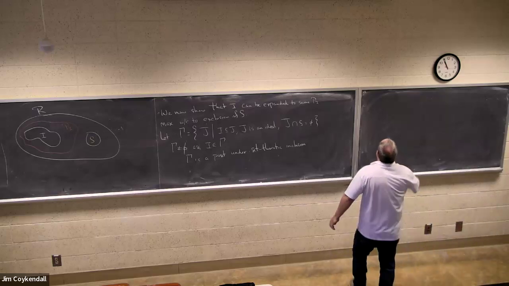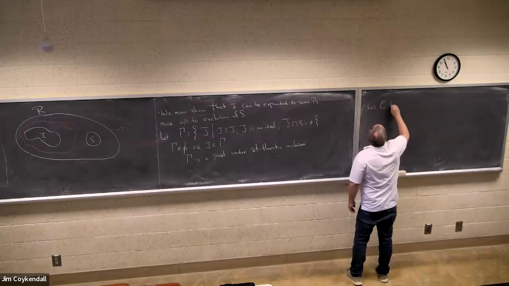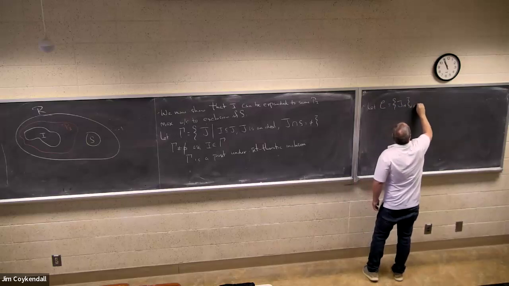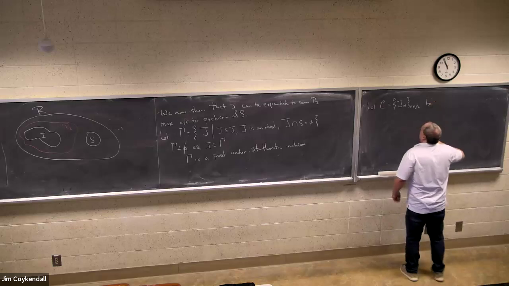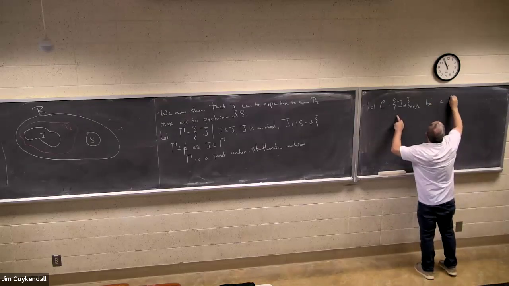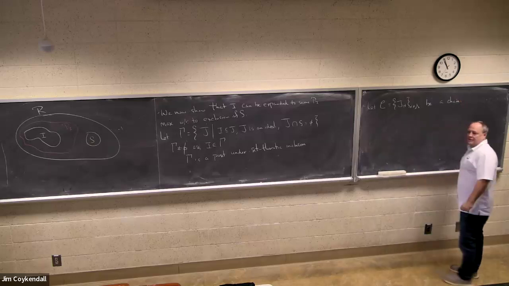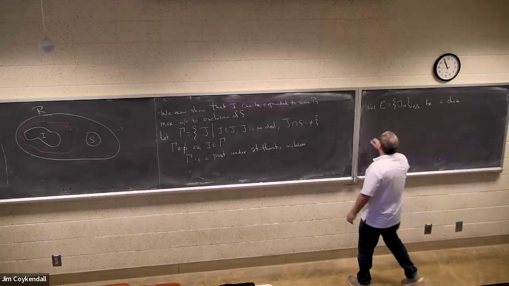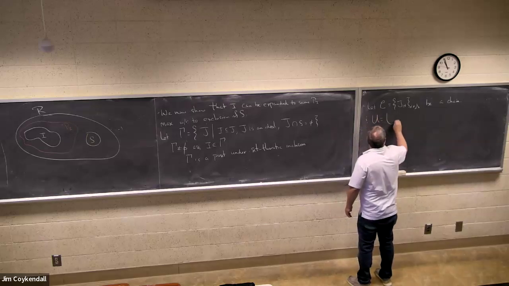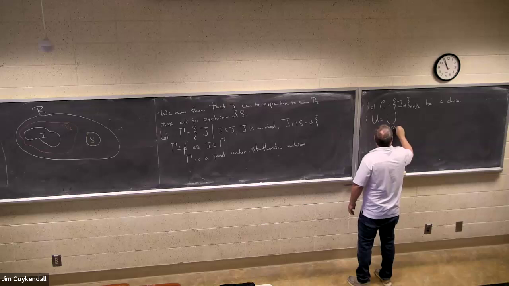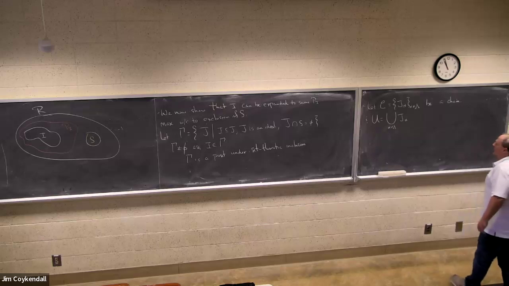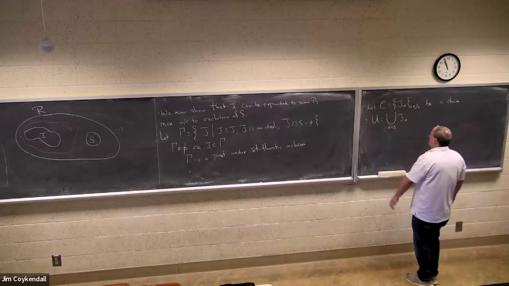So let C, the set of J alpha, I'm running out of Greek letters here, be a chain. As before, you take J alpha and J beta, one of them contains the other. And let U be the union of all the elements of the chain.